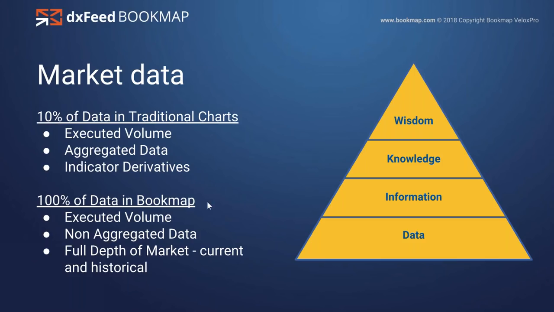With Bookmap, you get 100% of that data. Now, you get the executed volume, but there's no aggregated data here. It's just the data, the market. But then the big distinction here is that full depth of market, both current and historical. And that was that heat map that I was just showing. So let's just go over this pyramid here.